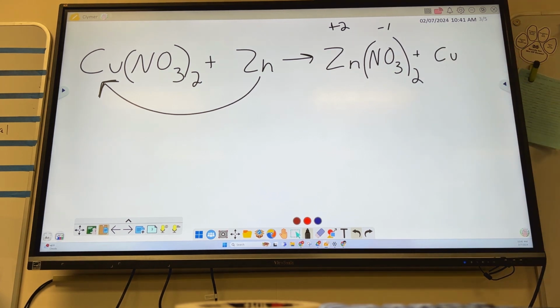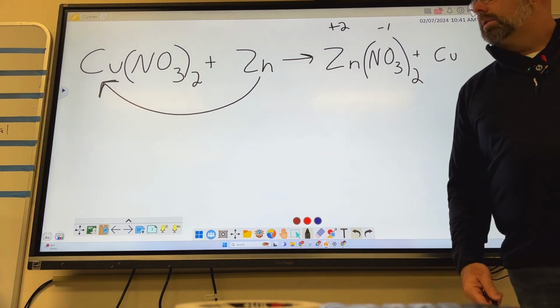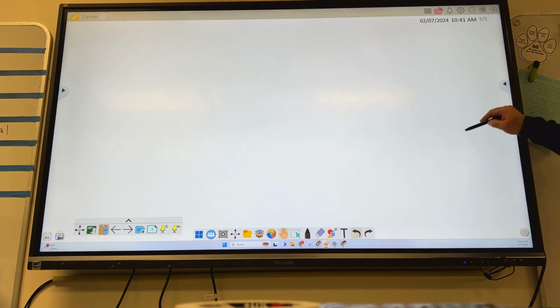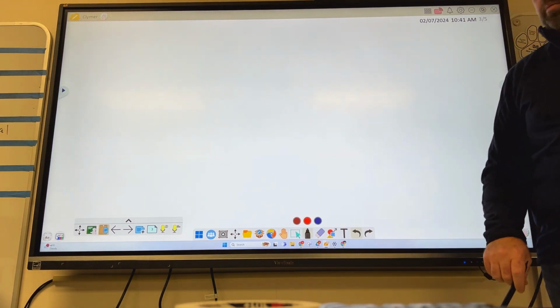Do we have to do anything with the copper? No, sir. It's not a diatomic element, so we just leave it alone. Correct. So that's it. That's single replacement. That's all we had to do.